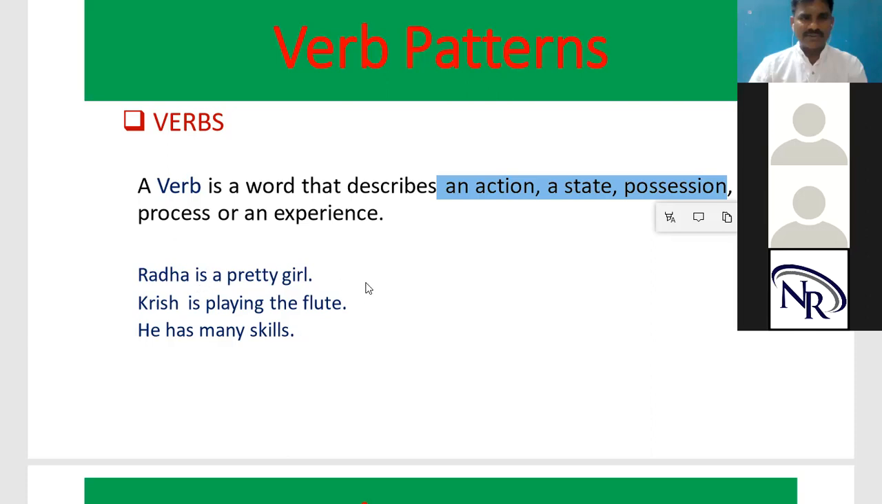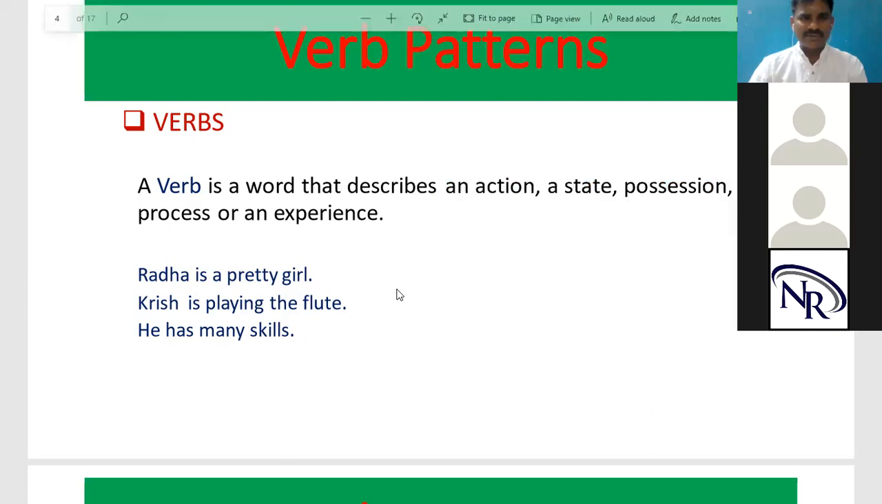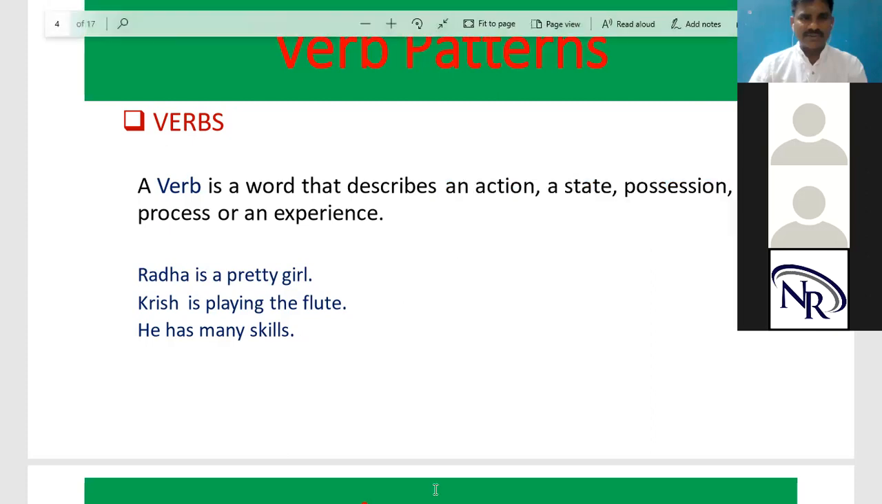Radha is a pretty girl. Here, what is the verb? Pretty? Pretty is an adjective that describes the noun girl. Radha is pretty. Here, is is the verb. That is state, Radha's state.